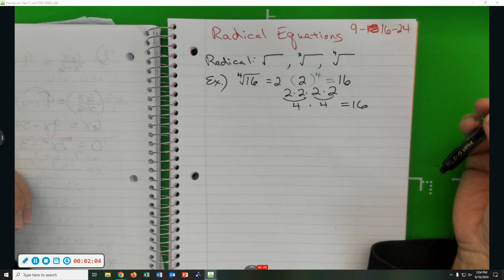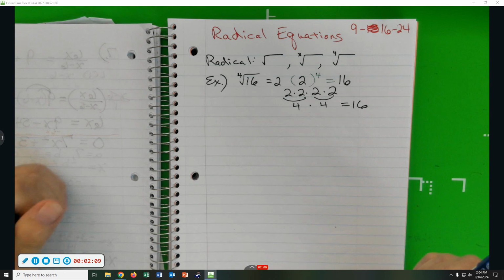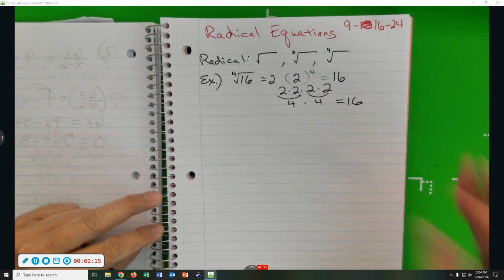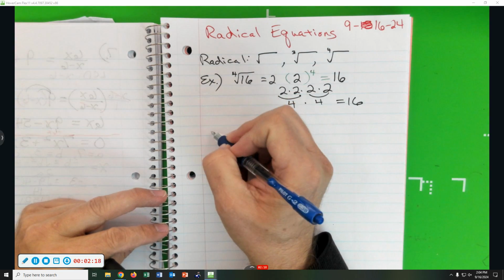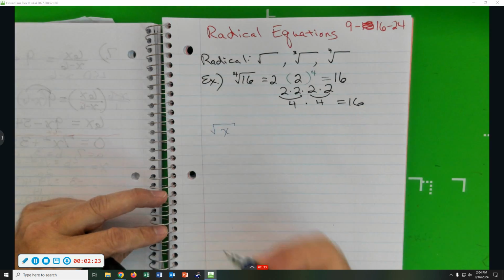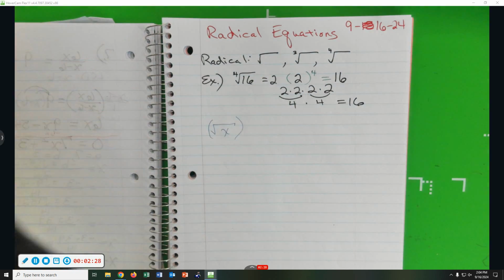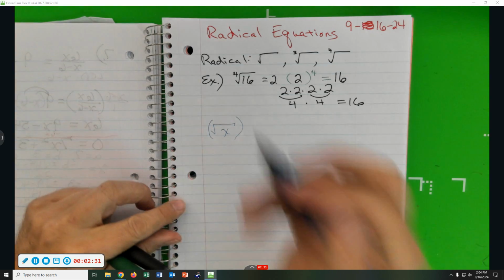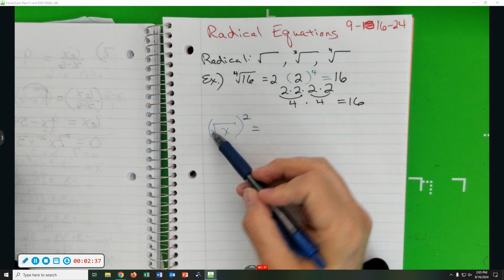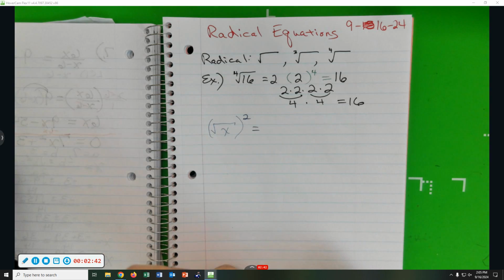I want y'all to recall something we saw in the first week of the semester, and we said it would be important. It was a property involving radicals. For square roots, you're right, we did. If we had something like the square root of x, and we square it, what impact does that square have on the radical? What are we left with when we take a square root and we square it?